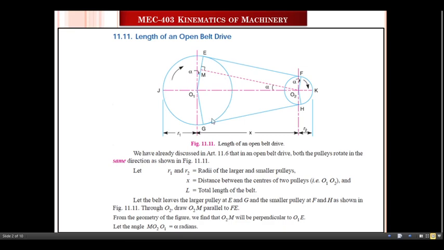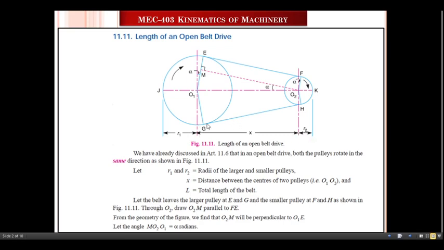For that, let us consider the open belt drive arrangement. Here, this indicates the driving pulley and this indicates the driven pulley. Both the pulleys are rotated in the same direction. Let us consider R1 is the radius of the larger pulley, and this indicates the radius of the smaller pulley.